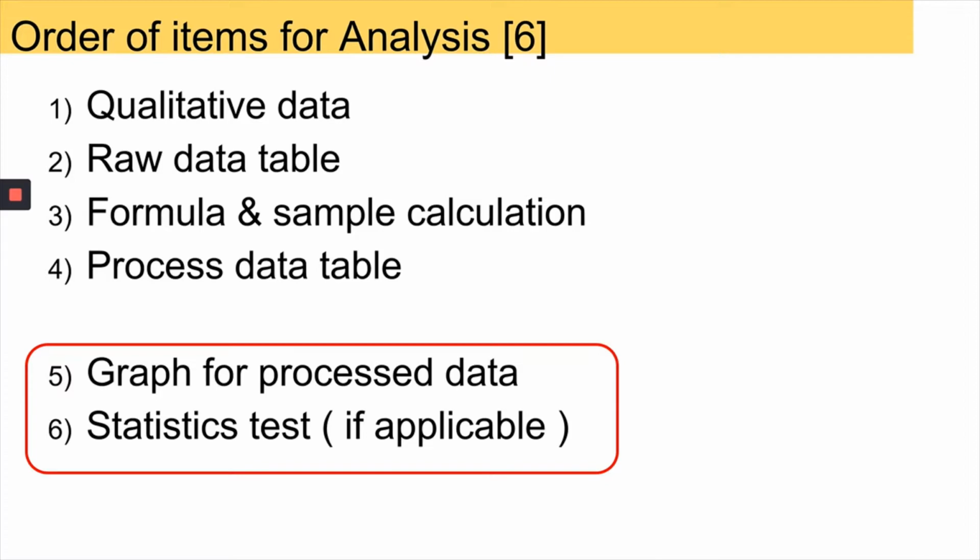Now you will notice that for the statistic test I put a bracket, if applicable. We're going to talk about the two-tailed t-test, and it's only applicable for those of you who are doing a discontinuous IV. If your IV is discontinuous, then you need to conduct a two-tailed t-test, and you need to refer to the statistics test in this video. So let's get started.